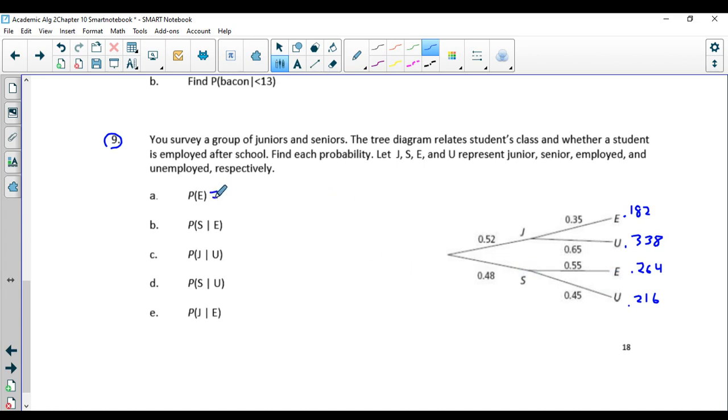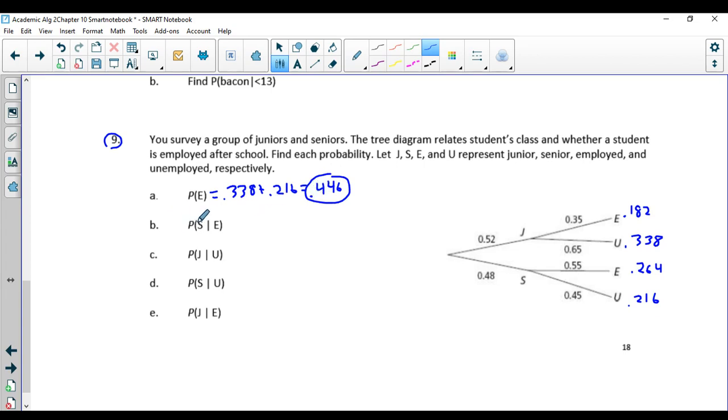So find the probability that a student is employed. Well, I'm looking at these end results of employment and I add them together. So I'd be doing 0.182 plus 0.264. And that gives me 0.446. So 44.6% of all the juniors and seniors together are employed.